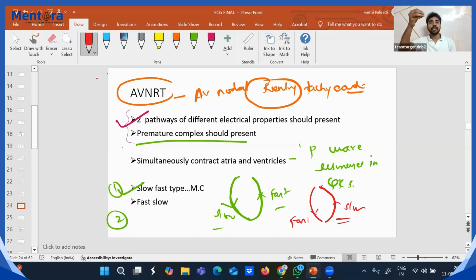Right? Now, based on how the impulse reaches from the atria to the ventricle, based on which pathway, whether slow pathway or fast pathway, we have slow fast and fast slow types of AVNRT. Clear? If the impulse reaches, it's fast slow AVNRT. Clear? Right.